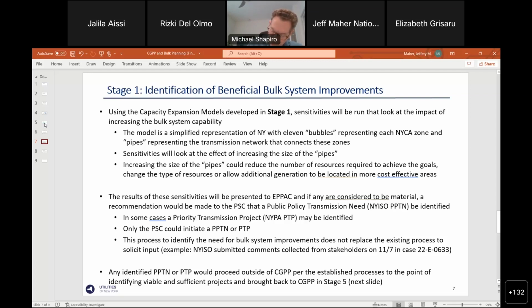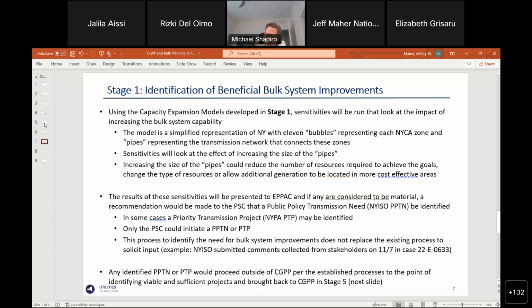So as we work with EPAC, if the determination is that relaxing a bulk limit is considered to be material, it seems to provide a significant amount of value, the recommendation would be made to the Public Service Commission that a public policy transmission need be identified. In some cases, the commission could elect to proceed with a priority transmission project, but again, we're kind of generically thinking of this as a PPTN. Only the Public Service Commission can initiate a PPTN. All right, so the utilities, or more generically, EPAC, DPS, utilities, however you want to think of it, this group would just be making a recommendation for the Public Service Commission to consider initiating a PPTN.